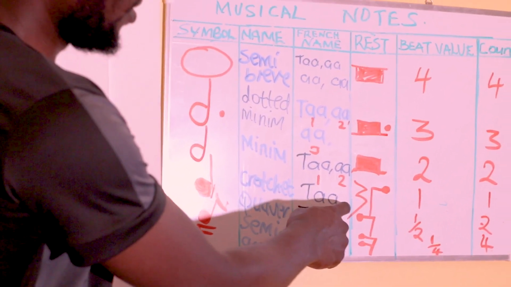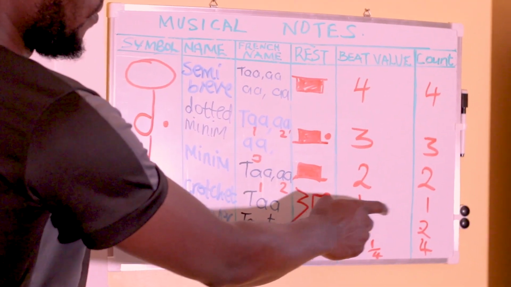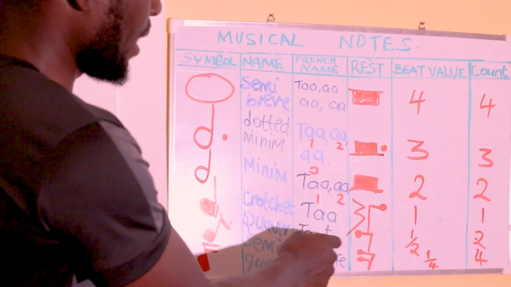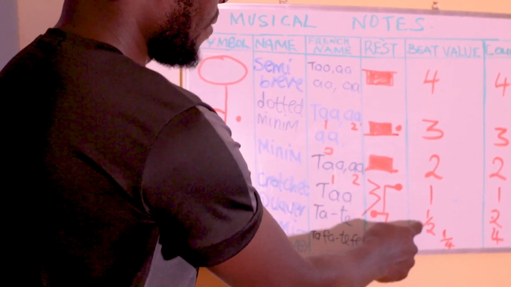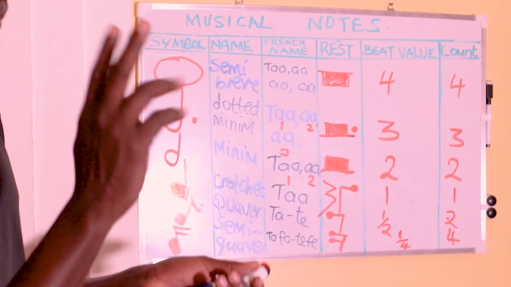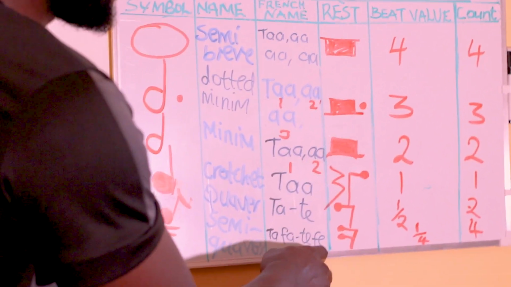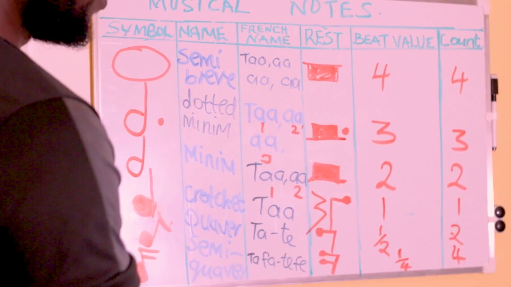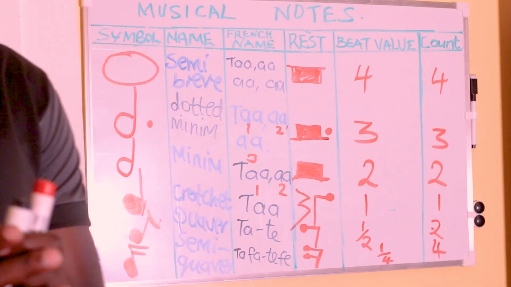Then we said the symbol is in lightning form, or an inverted 7. Then we have 1. The second last is the quaver, where we have tate as the French name. Then the walking stick, or 7, and the value is a half. The count is 2, which are 2 short ones. That is when we have tate. The last one is the semiquaver, where we have tafa tefe as the French name, then an inverted 7 with 2 tails or 2 flags. The value is a quarter, but the count is 4, which are short ones.